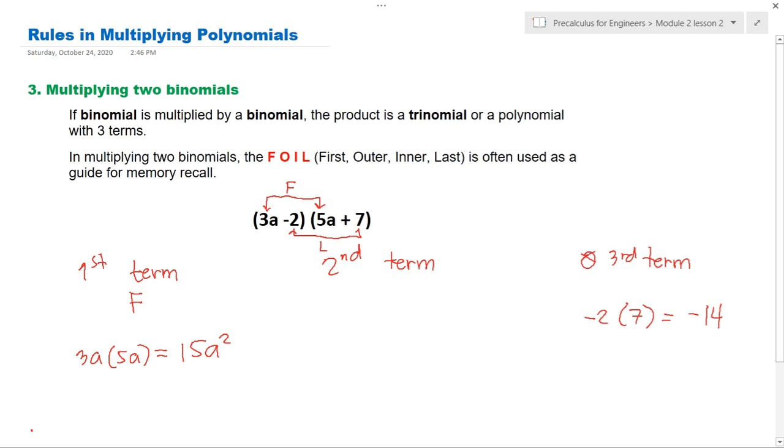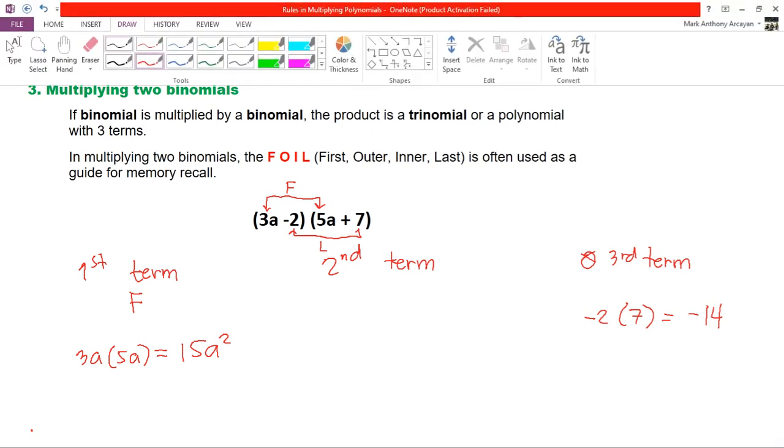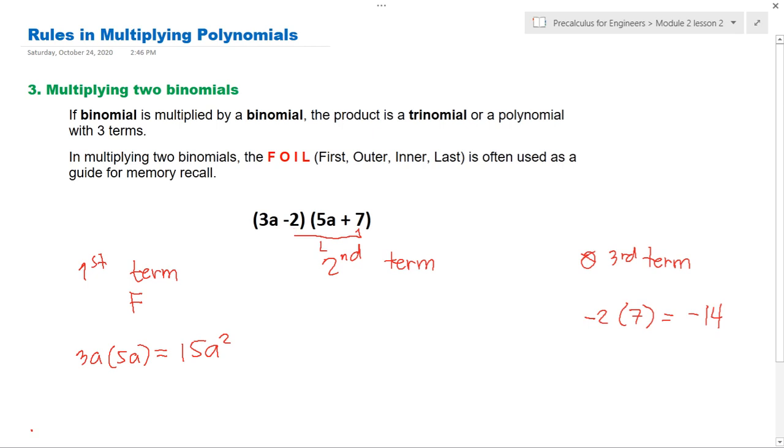How about for the second term? Okay, this is the sum of the outer and the inner. So this is O plus I. Our outer, we have 3a times 7. This is equal to 21a. How about our inner? We have negative 2 times 5a. So we have negative 10a. So 21a plus negative 10a, this is equal to 11a.